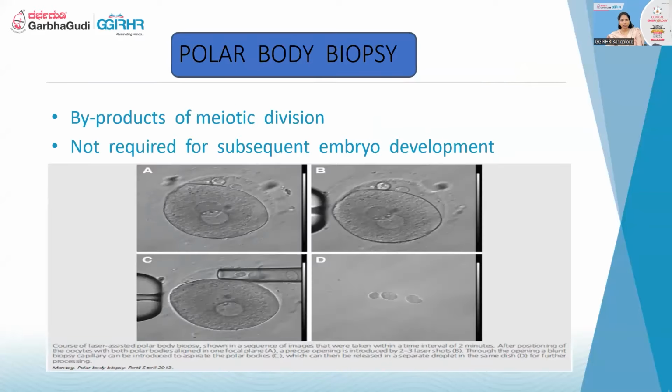This is a picture of a polar body biopsy. So what is a polar body? They are byproducts of meiotic division, and we don't require them for embryo development. They protrude, come outside, and then degenerate. They are not required for successful embryo development in the later stages. So we can take these byproducts of the zygote and send them for analysis. They have a similar component to the embryo. Whatever the embryo has, the genetic makeup can be tested with the polar body also.